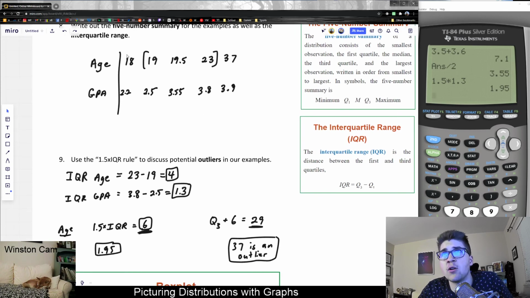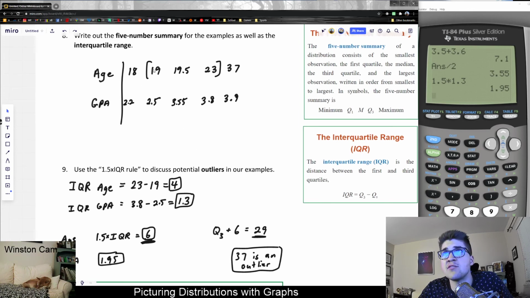Now, what about GPA? Or we could also look at the lower side. So to be an outlier on the lower side of age, well, 19 was our Q1, and we'd actually want to subtract 6 from that to see what the boundary for an outlier would be on the young side. So 19 minus 6 would be 13. So basically, a student would have had to have been younger than 13 to be considered an outlier. And obviously, for a college student, that would be very uncommon. But it can happen, and they would be an outlier based on this definition using the interquartile range.